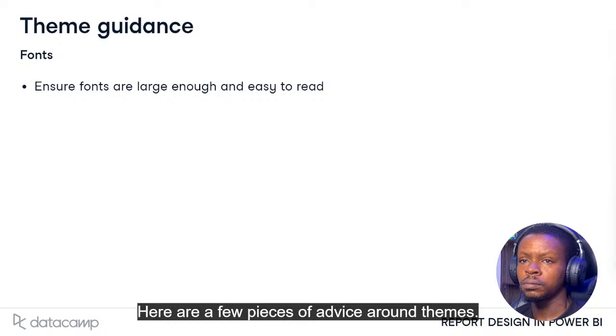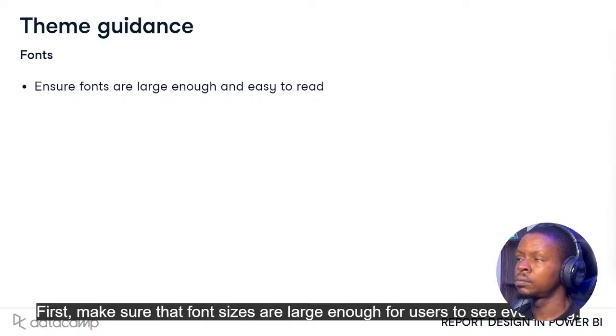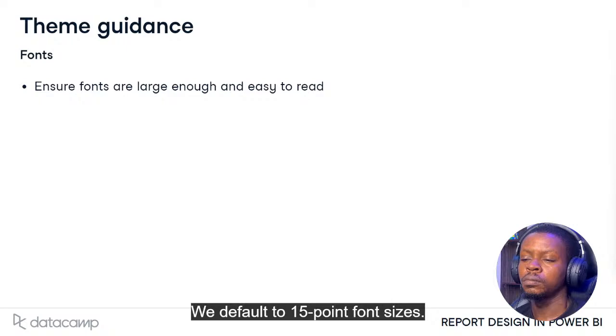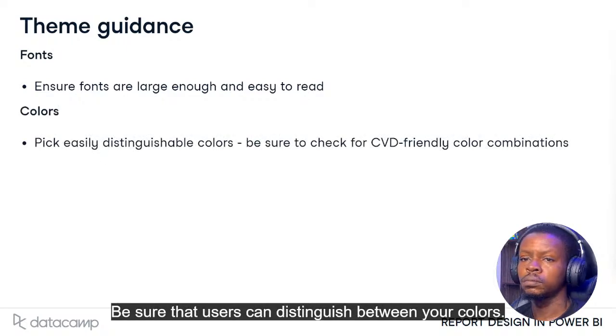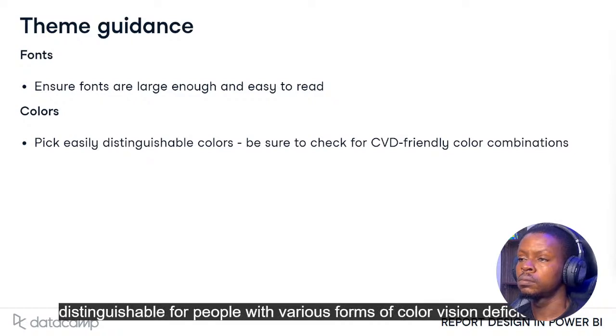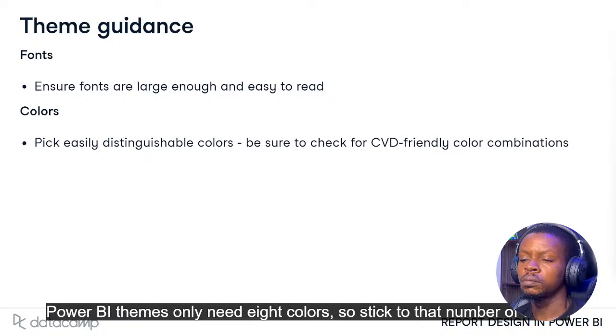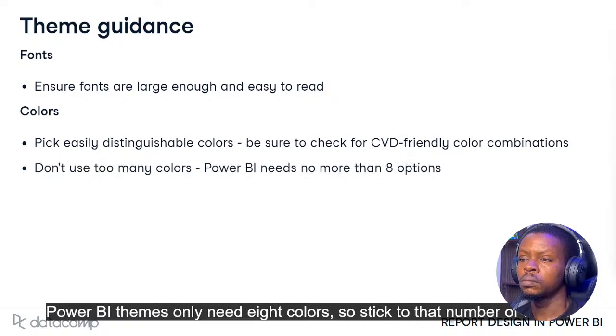Here are a few pieces of advice around themes. First, make sure that font sizes are large enough for users to see everything. We default to 15-point font sizes. Be sure that users can distinguish between your colours. Check to ensure that your colour combinations are distinguishable for people with various forms of colour vision deficiency. Power BI themes only need 8 colours, so stick to that number.